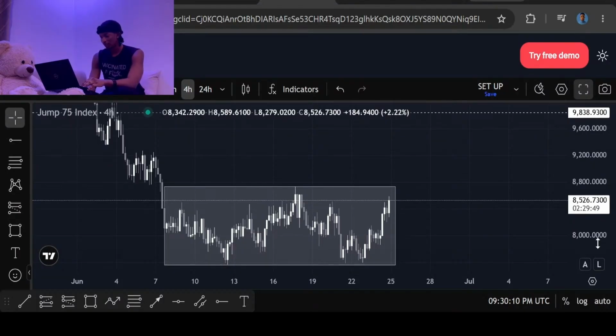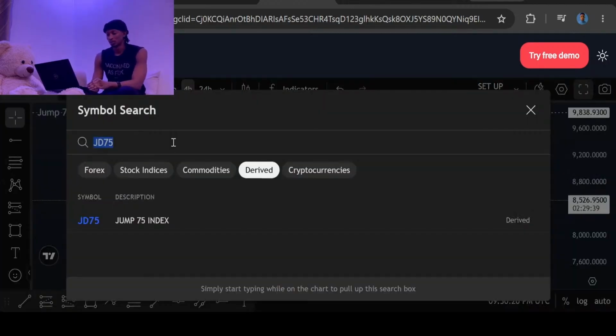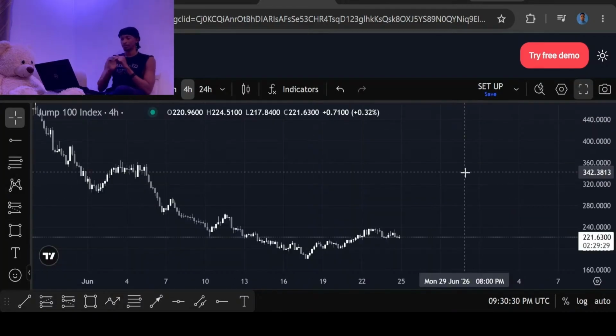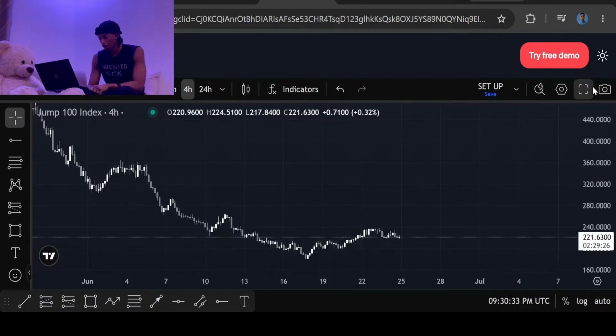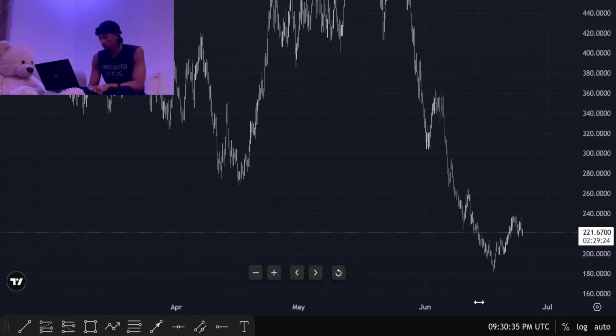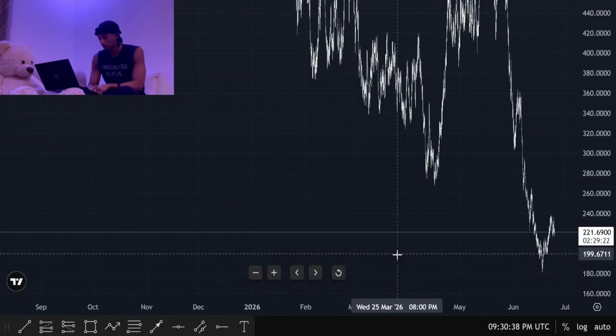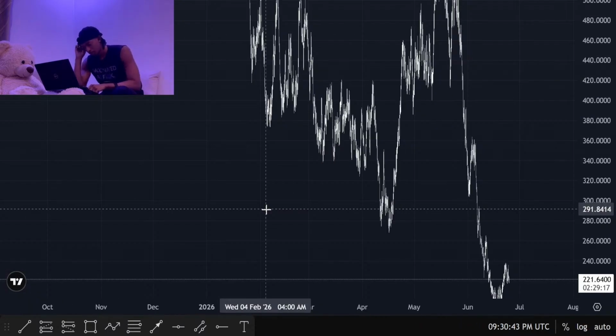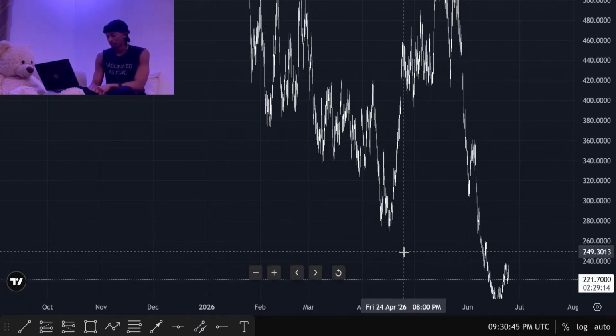There was a time I came up with a strategy, but the strategy wasn't giving any good results. So I don't trade consolidation. There are some people who know how to trade consolidations very well. I'm not among that set. And the last one, Jump 100. Textbook. Let's see what can you give us? What can you give us? And you're giving us nothing. Why am I not surprised?